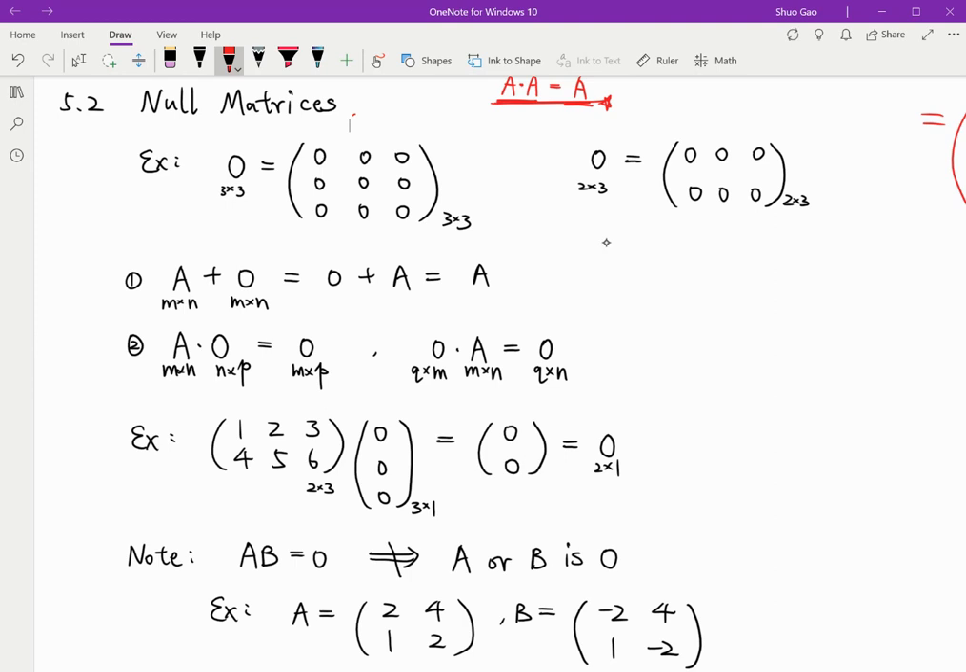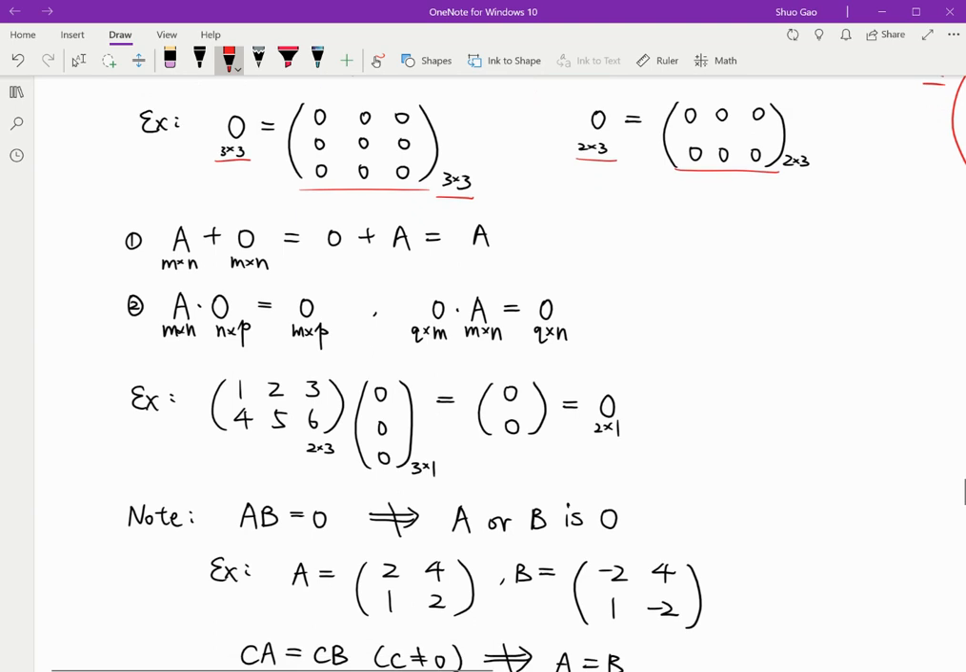For example, we use 0 to represent the null matrices. If it's 3 by 3, that means that all the elements here are 0. So we have 9 zeros here. And if it's a 2 by 3 null matrix, we have 6 zeros here in the matrix. I mean, all the elements here are 0, and they don't have to be square matrix. So this is null matrices.